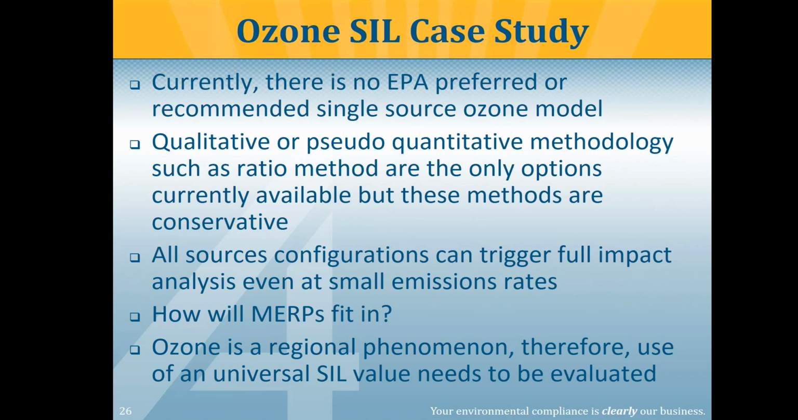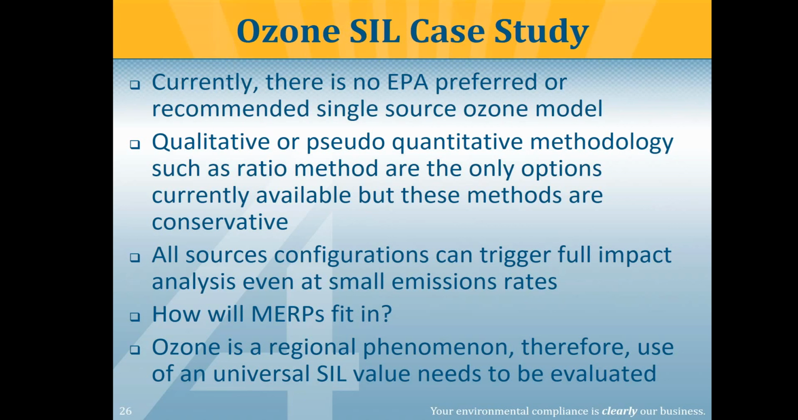And then the biggest question which came to my mind when I ran these case studies is, how will the MERPs fit in? Because the idea of a MERP is that it will be a value slightly higher than SCR, which if you run your project at those MERP values is not going to trigger the SIL, essentially not needing any modeling. But from the case studies, it looks like even at SCR values, your sources are going to exceed SILs. So how do you define MERPs in that case? How do you define a value which is not going to impact more than the SIL? So that's another question.